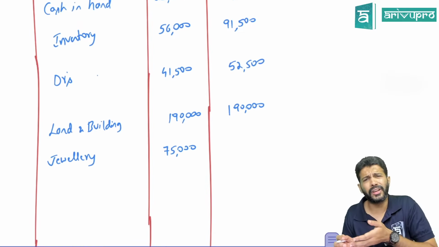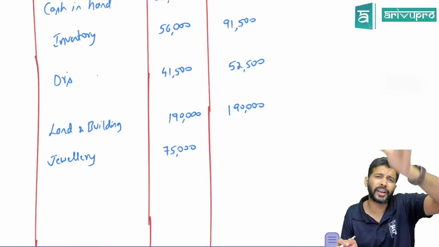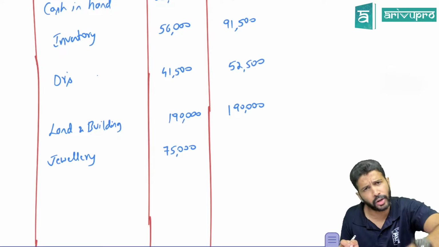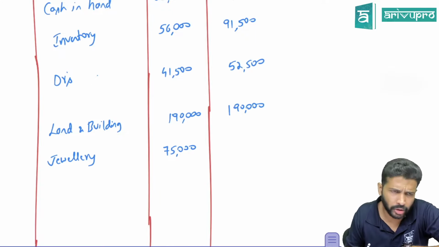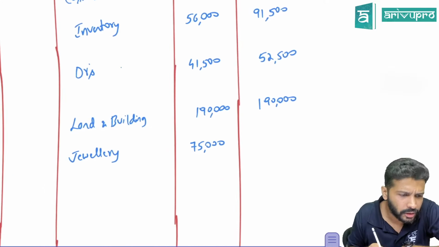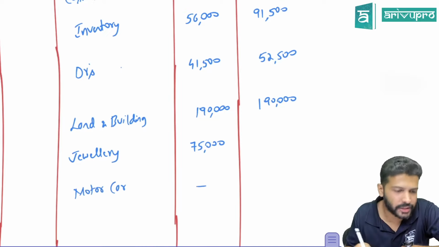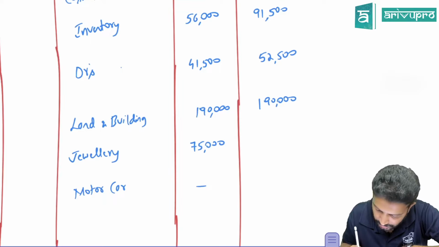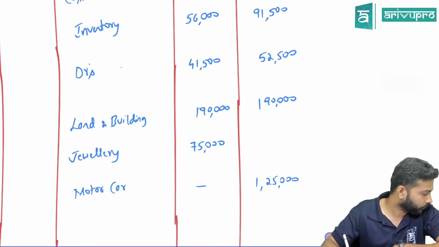That means at the end of the period, we have one more asset. Possible, no? At the beginning, if you have 5 assets, at the end also you should have only 5, or can we buy some more assets also? You can buy some more assets also. Here, what we purchased? Motor car. Motor car was not there in the first data. Now it came in the second year. That is 1,25,000, your motor car value.